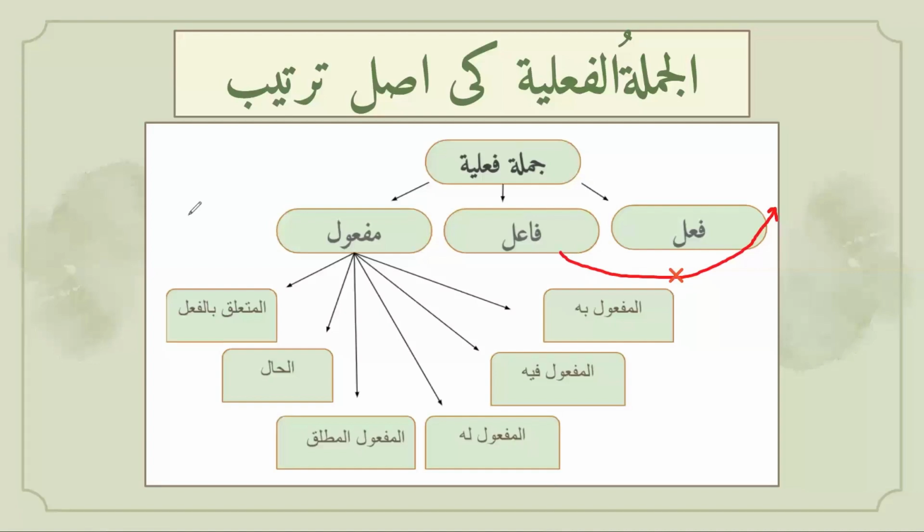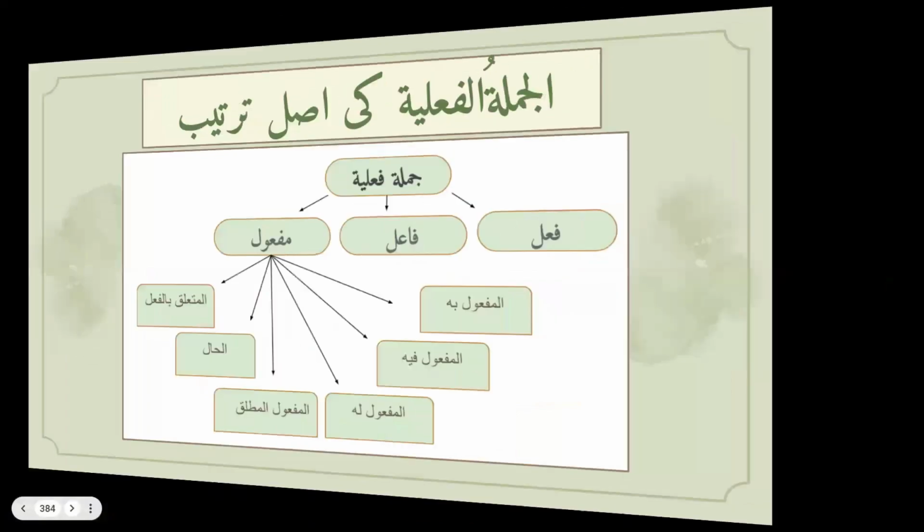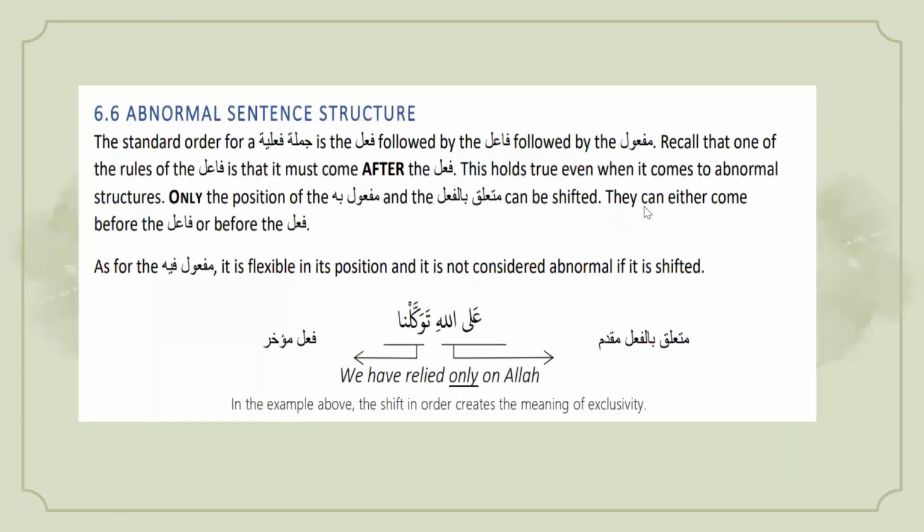But what could happen is that maf'ul can either come before fa'il or maf'ul can come even before fi'l. Okay, so maf'ul, two possibilities: that maf'ul can come before fa'il or maf'ul can come before fi'l. So these are two possibilities, but fa'il cannot come before fi'l. Okay, the doer cannot come before the action. Okay, so this is emphasized over here.